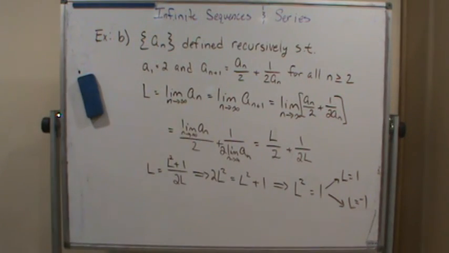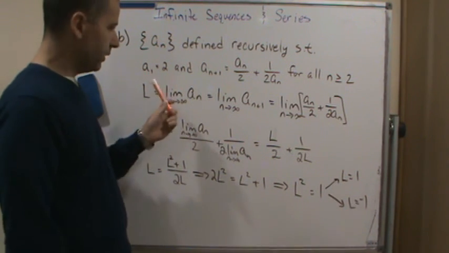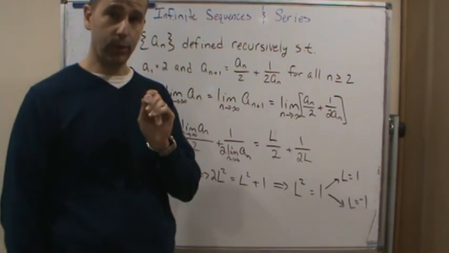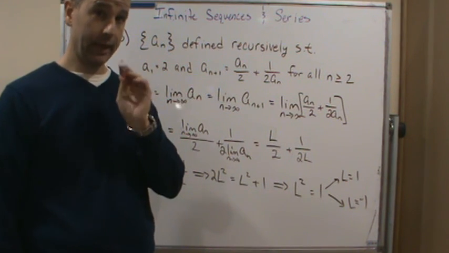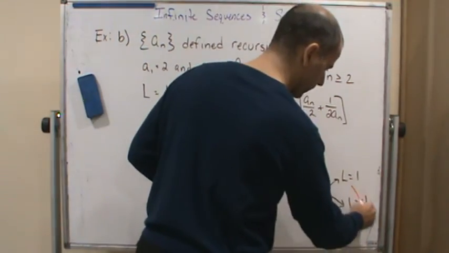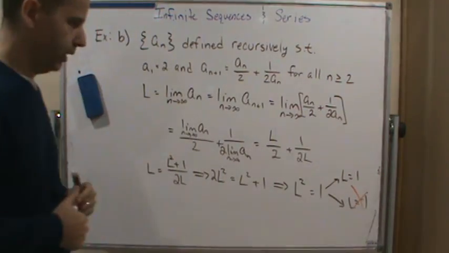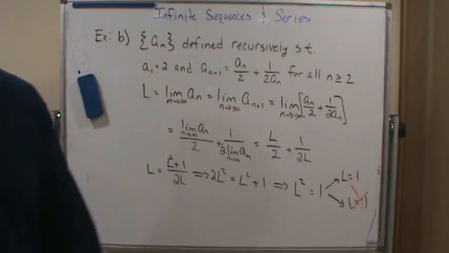Okay, now a sequence can only have one limit. So which one is it? Well, let's go back to what we said before. Remember, all of the terms are positive. And since all the terms are positive, the limit can't be negative 1. So the limit is 1. And we're done. Have a great day.